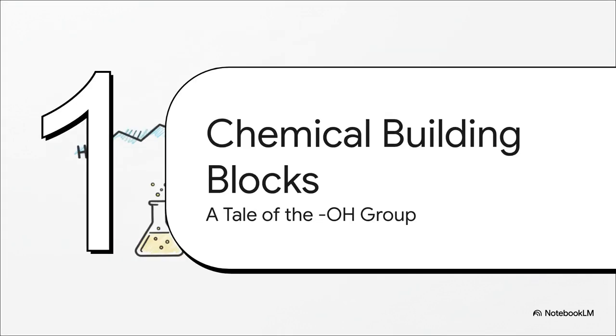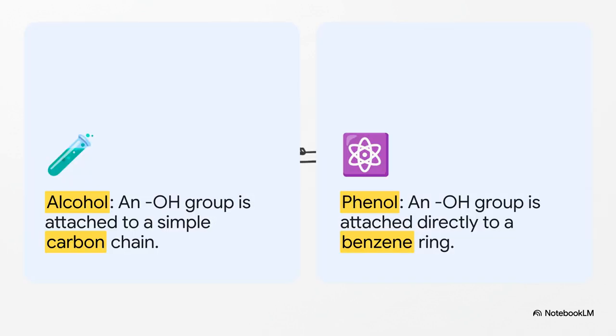Okay, let's meet our main characters, alcohols and phenols. What they have in common is this really powerful and versatile little thing called a hydroxyl group, or OH group. But where that group is located, well, that makes all the difference in the world. So you can see it right there, that OH group is the core similarity. But in chemistry, your neighborhood really matters.